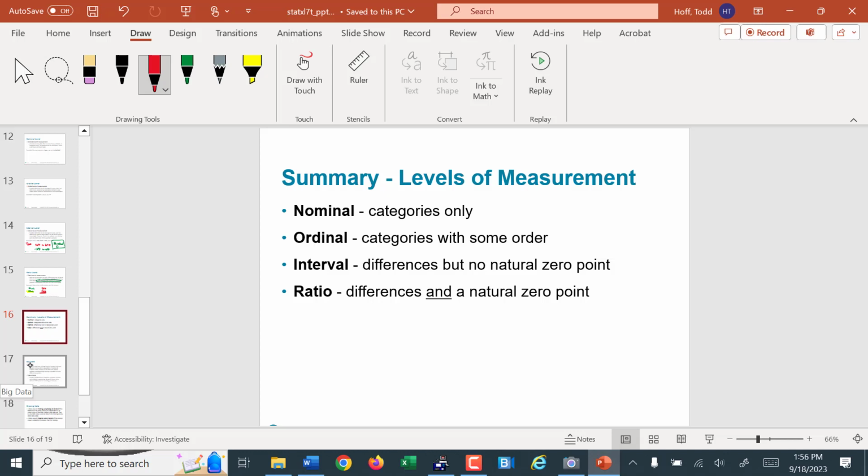So, our summary of our different levels of measurement: nominal and ordinal are only for categorical data. Interval and ratio are for numerical data, and the big difference is ratio has a natural 0 point.